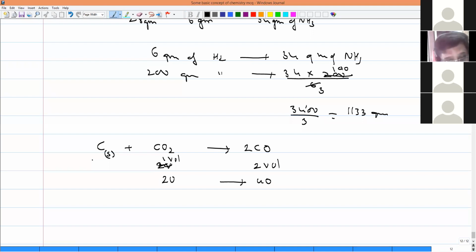Next time dekhenge aage ka, and then we'll proceed to the next chapter. Kaun sa chapter hai? Structure of Atom dekhenge. Okay, we stop here.